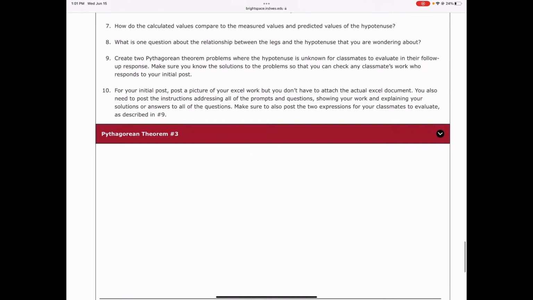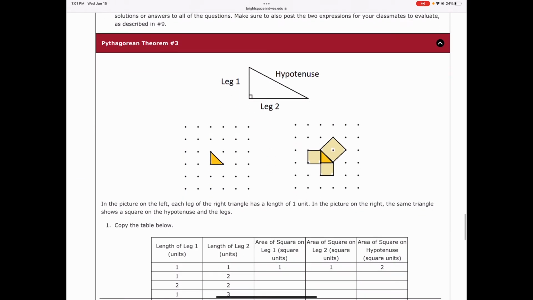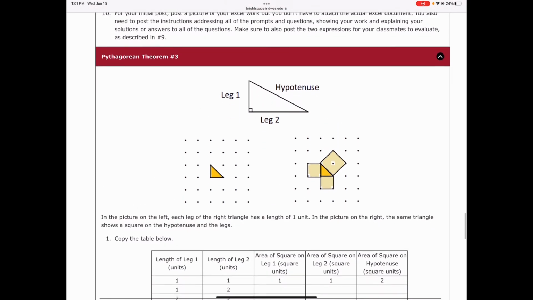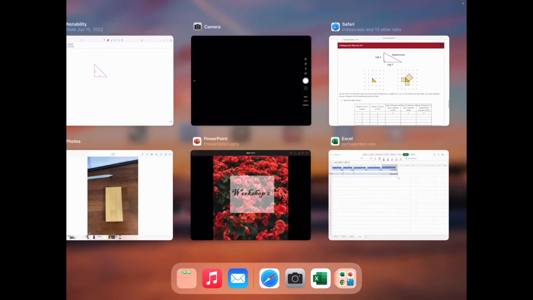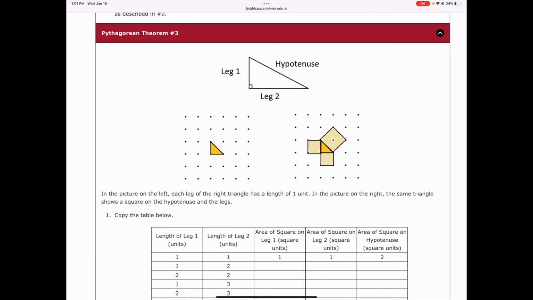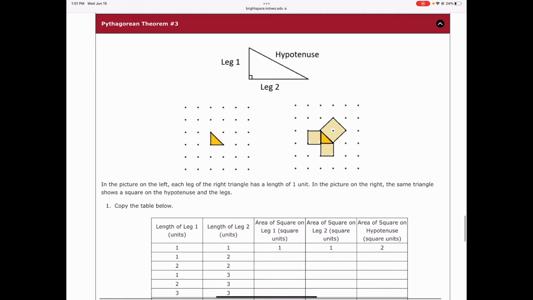All right, the last one is Pythagorean theorem number 3. For this one, the first thing you're going to do is draw a triangle with each leg as 1 unit by 1 unit. It did this one for you. And then you're going to make a square off each leg. And then it says, hey, what's the area of that square off each leg? Because 1 times 1 is 1, it's a square, 1 squared.